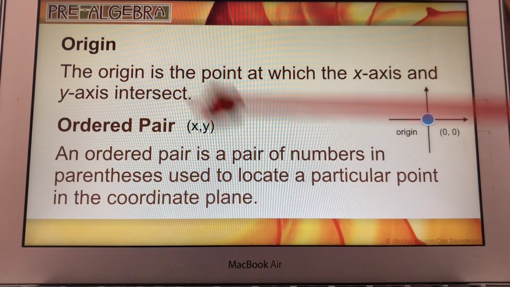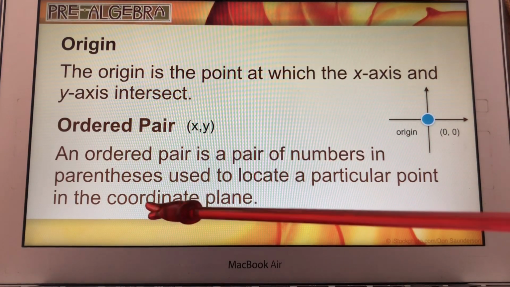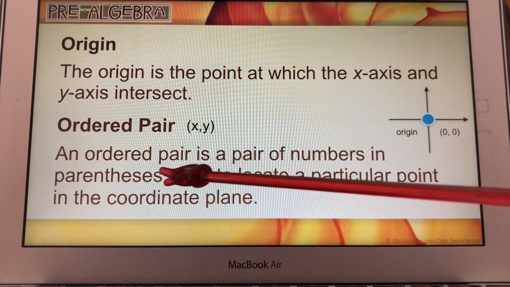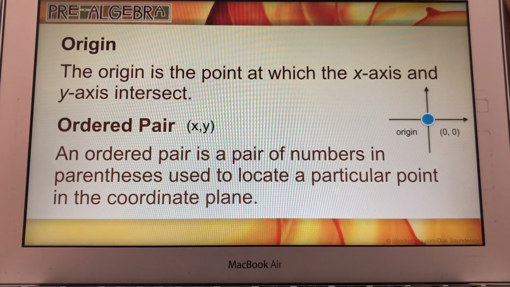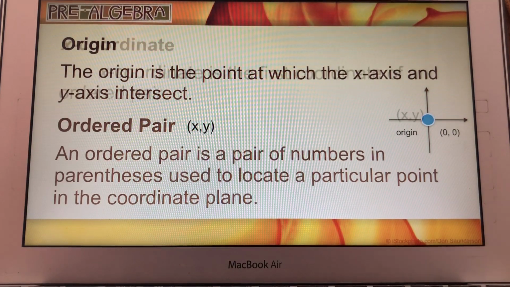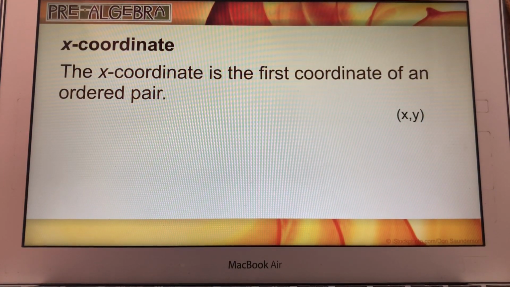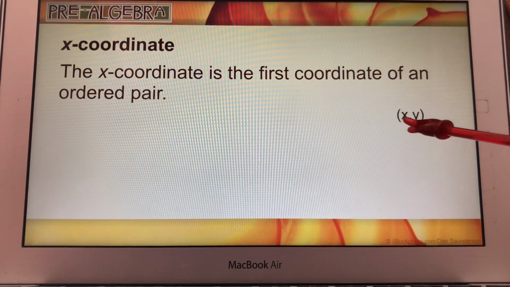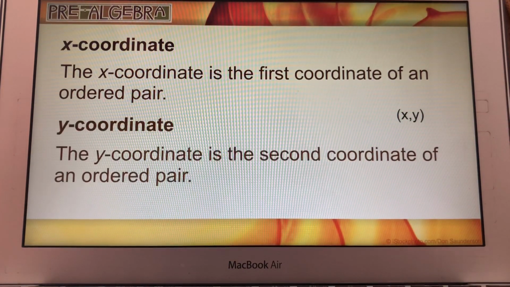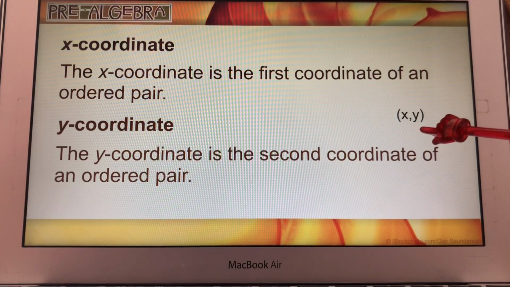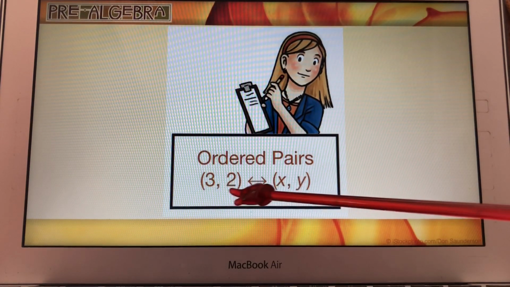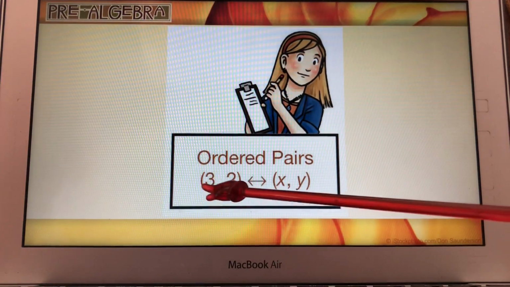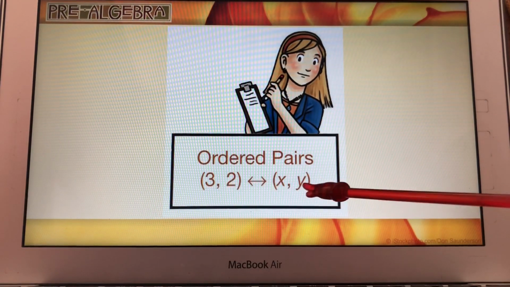An ordered pair would be written as (x, y). So an ordered pair is a pair of numbers in parentheses used to locate a particular point in the coordinate plane. The x-coordinate is the first coordinate of an ordered pair, x right here. The y-coordinate is the second coordinate of an ordered pair. And then if you have the numbers (3, 2), the 3 would be your x and the 2 would be your y.